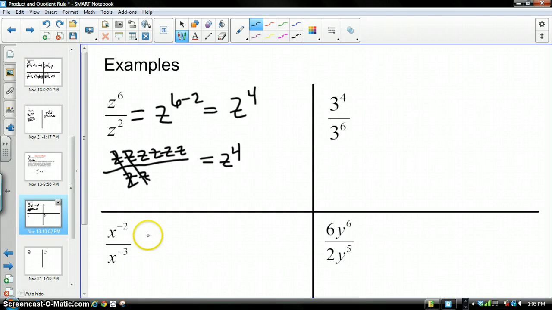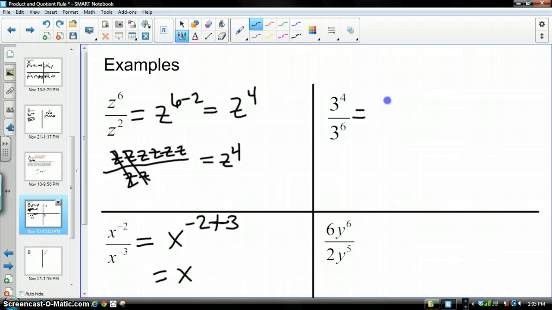This one here, we have negative exponents, but let's go ahead and do the quotient rule first before we mess with any negative exponents. So always do the rule first before you mess with negative exponents. So we get x to the negative 2 minus negative 3. This becomes a plus 3 because 2 negatives make a positive, which just equals x.